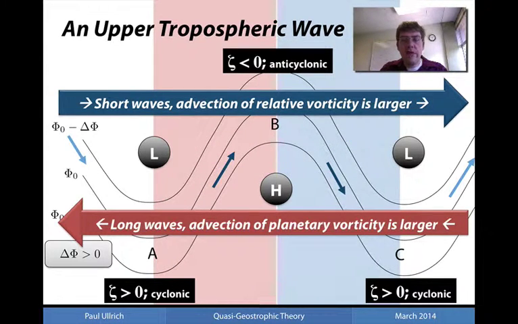So for short waves, we then have that the advection of relative vorticity is larger. So advection of relative vorticity is the dominant term in absolute vorticity advection, and hence is responsible for eastward propagation of the wave. If the wave were very long, like a synoptic scale planetary wave of large scale, generally at least 10,000 kilometers, this is then associated with westward propagation due to dominance of advection of planetary vorticity.